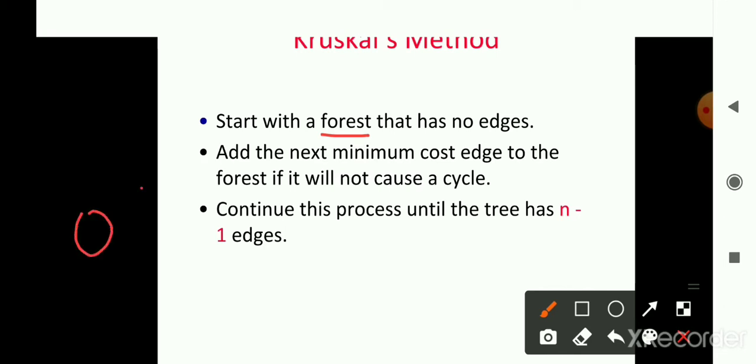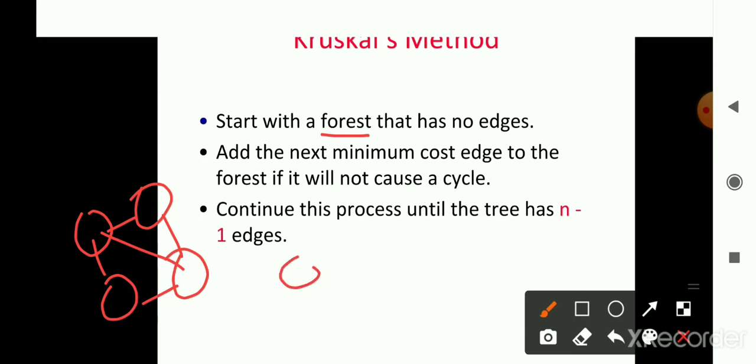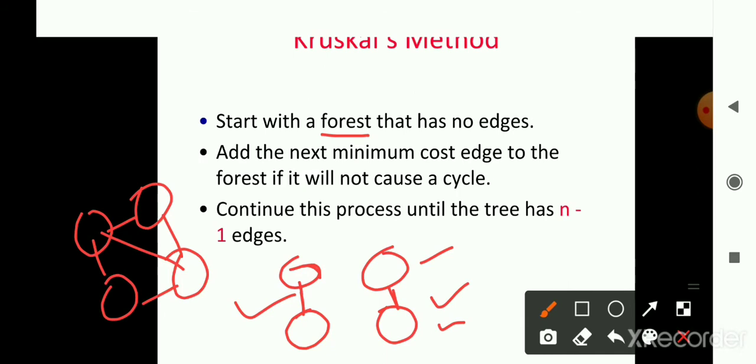Suppose we have this graph, and these are the edges with weights on them. Each and every edge has its own weight. Whenever we find a minimum edge, it may happen that the first minimum edge is between these two vertices and the second minimum edge is between two other vertices. These two are disjoint trees, and the set of disjoint trees is called a forest. So in Kruskal's algorithm, we start with the forest. The final solution will be a tree.